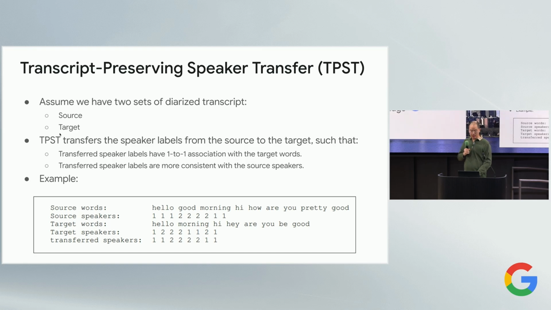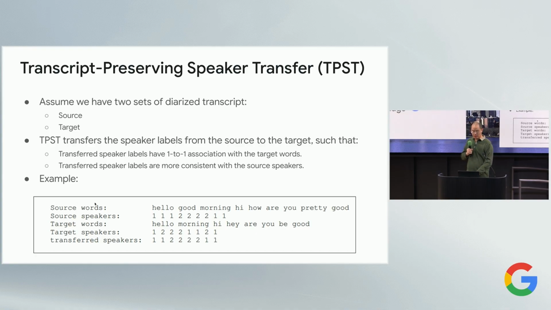We assume that we have two sequences of diarized transcript, and TPST will transfer the speaker labels from the source to the target, such that the transferred speaker labels are associated with the target words, but are more consistent with the source speakers. I know it's still not straightforward, so let's look at this example.